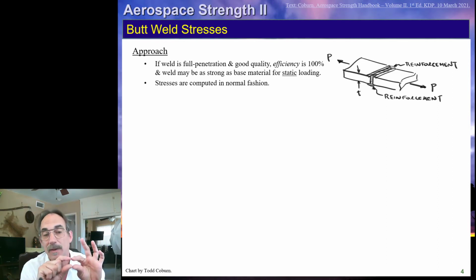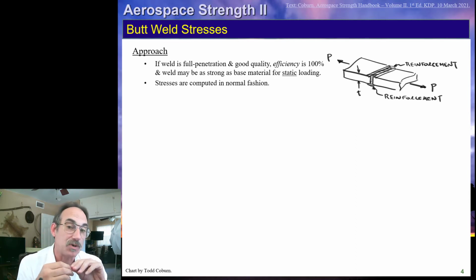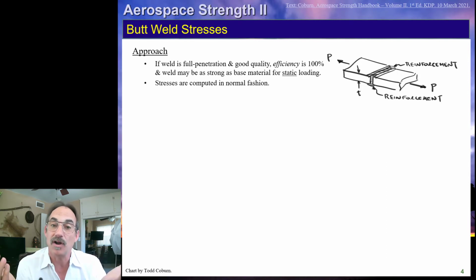A complete joint penetration butt weld is going to restore all of the area. And if the electrode is chosen properly, and if it's a very weldable material, and if you restore any heat treat that might be in the part, then you may end up with a part as strong as the original part when you're done. This is common with titaniums. They're re-weldable, some of them. And in that case, that kind of weld, we will analyze in the normal way.